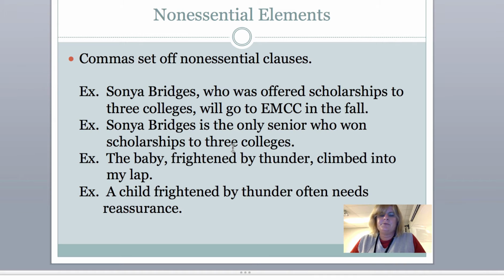The non-essential elements break the flow of the sentence. So that's one way of looking at it, while the ones that are essential seem to flow better in the sentence. So those are non-essential clauses. Let's move on now to introductory elements. They're pretty simple as well. We'll talk about them briefly.